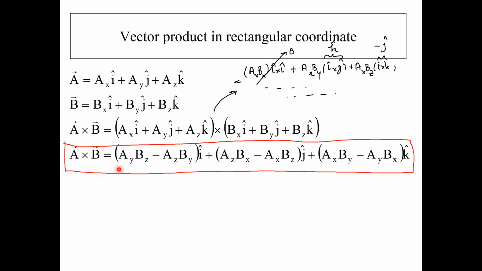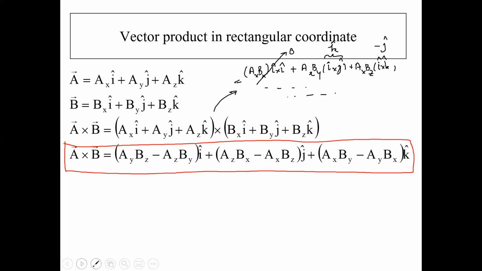What you got is this relation. A cross B is (AY BZ minus AZ BY) i plus (AZ BX minus AX BZ) j plus (AX BY minus AY BX) k. And this is the way of doing a cross product in rectangular coordinates.